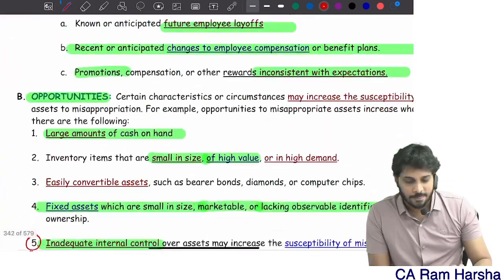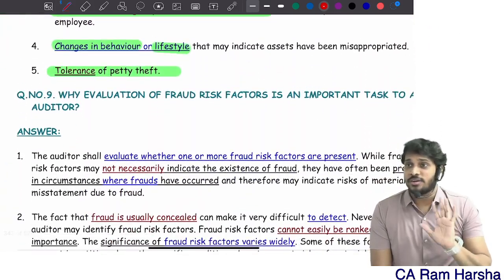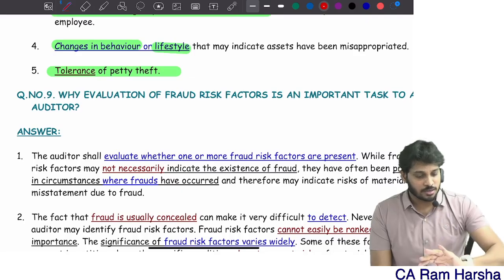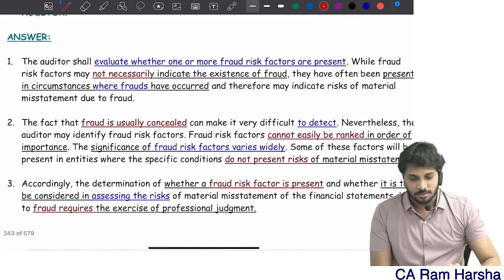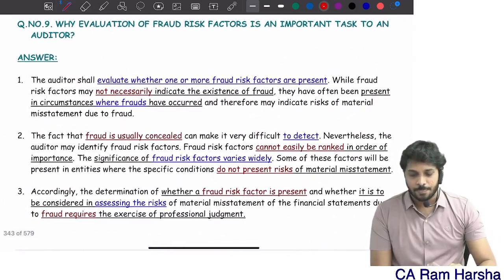That's it. So with this, over. Standard is not over, is it? Only half is over. Not half, 60% is over.